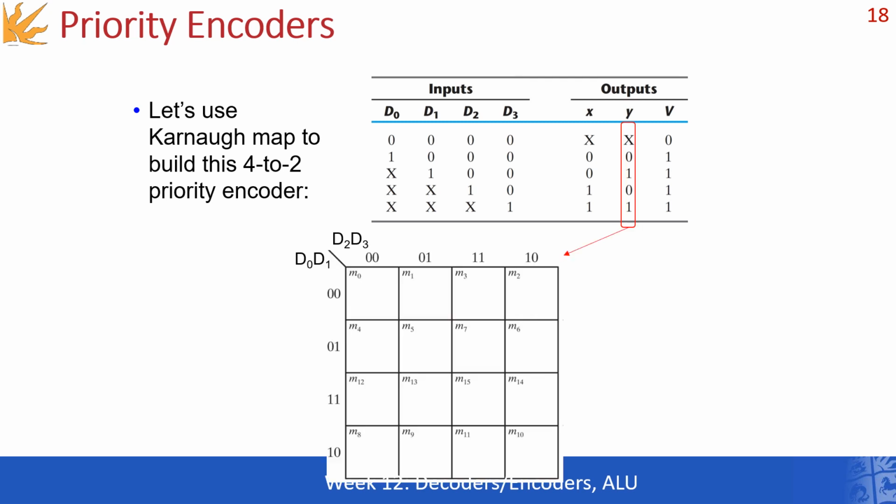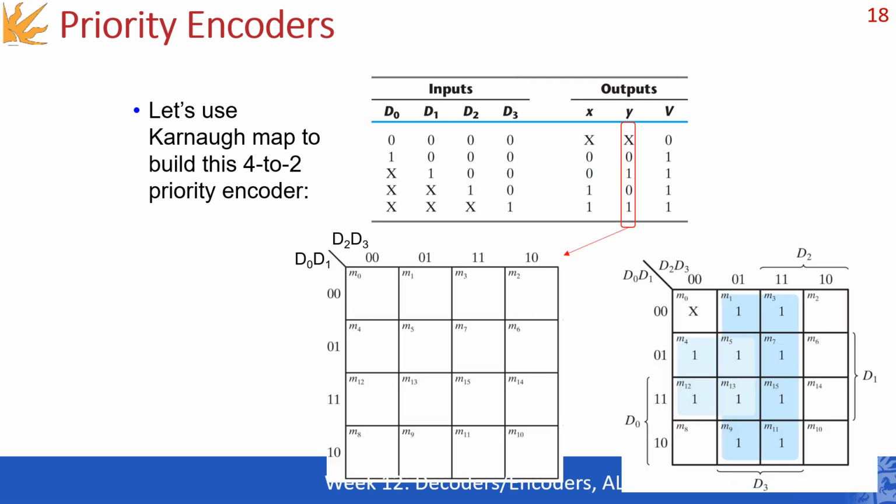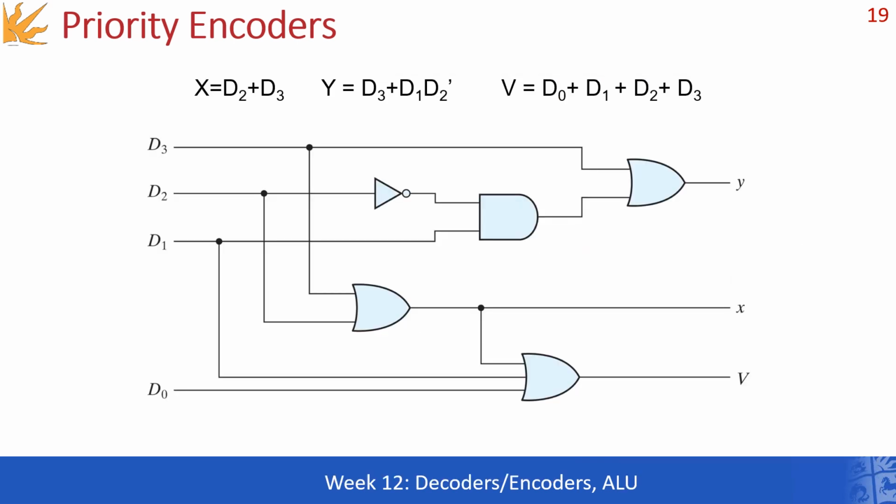We can do the same thing, of course, for y. And this is how the Karnaugh map would look like. And this is how you would group together the min terms. And as a result, you would get this. The minimal sum of products would look for x like this and for y like this.